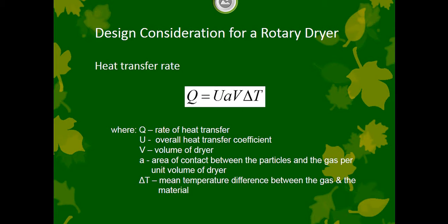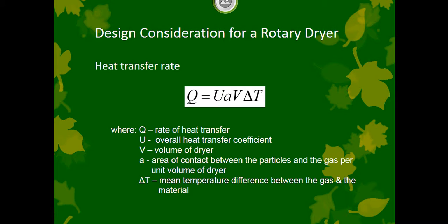Now, in terms of the design consideration for the rotary dryer, in terms of the heat transfer rate, it's given by the formula Q = UaV ΔT, where Q is your rate of heat transfer, U is the overall heat transfer coefficient, V is the volume of the dryer, and a is the area of contact between the particles and the gas per unit volume of the dryer.